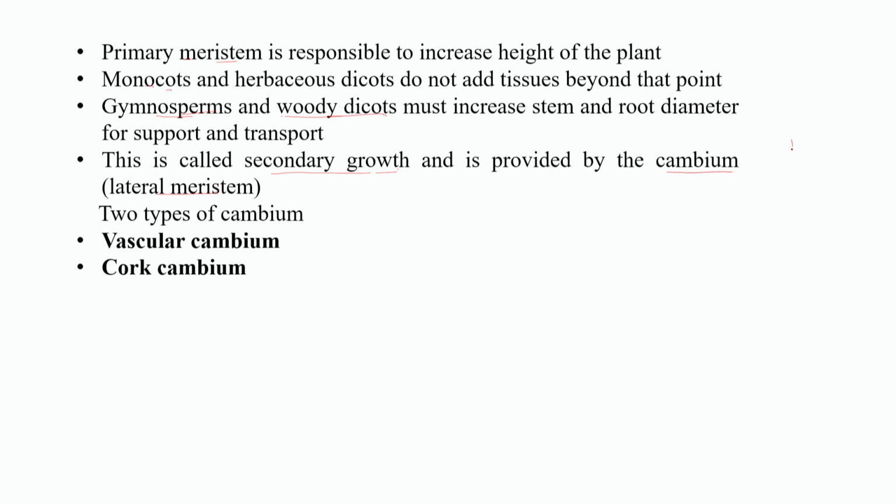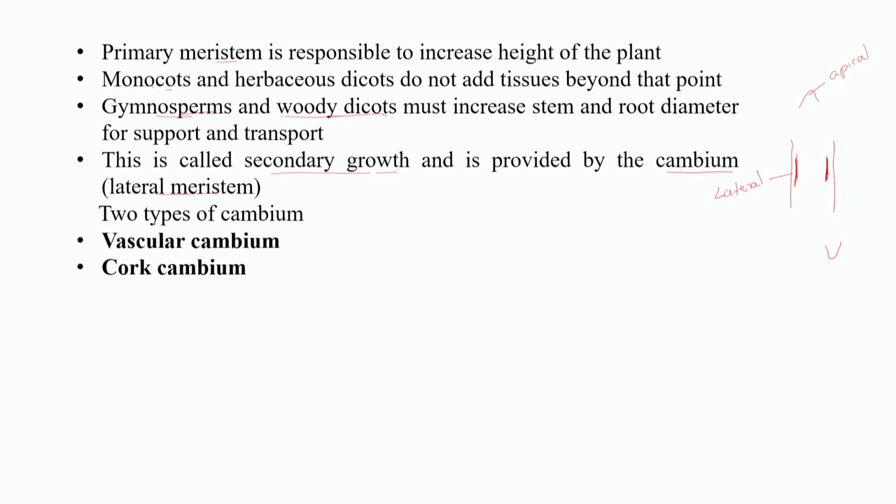We have discussed in previous lectures that cambium is known as lateral meristem because it is found on the lateral sides, as compared to apical meristem, which we find in the tips of shoot and root. So lateral meristem is found on the lateral side.